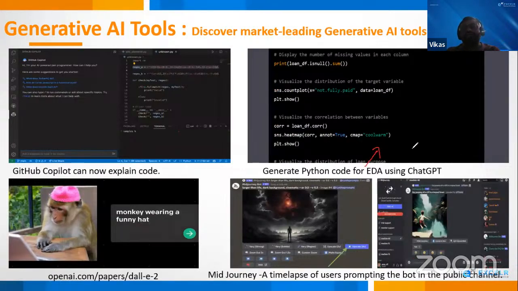Like this was ChatGPT, which is creating the code, and this example was from GitHub Copilot, which is also helping to generate the code and to analyze the code. And this is text I'm providing, and it is able to generate the image. So this is an example of Midjourney, which is a bot on a server, right? It is available on a Discord server.